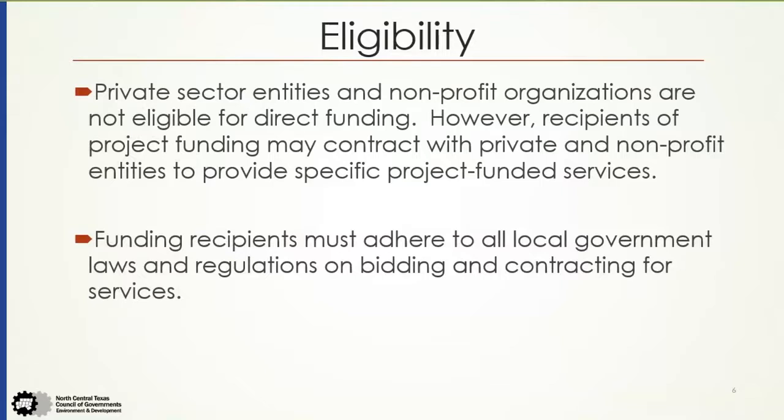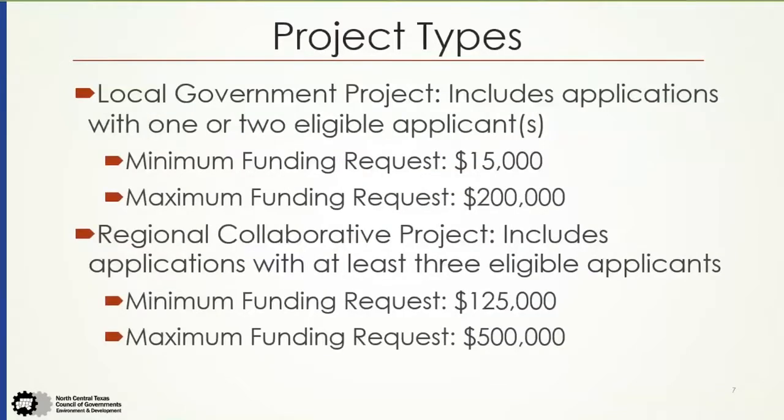Keep in mind that all funding recipients must adhere to all local government laws and regulations on bidding and contracting for services. There are two different project types. The first one is the local government project, which includes applications with 1 or 2 eligible applicants. This type of project includes a minimum funding request of $15,000 with a maximum request of $200,000. The second project type is the regional collaborative project. This includes applications with at least 3 eligible applicants. The minimum funding request for this project type is $125,000 with a maximum request of $500,000.